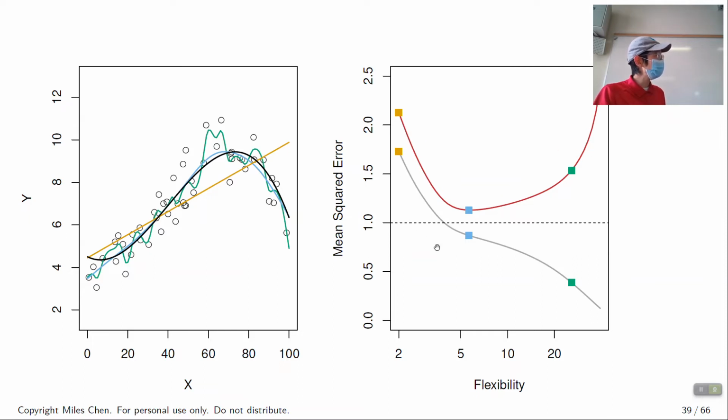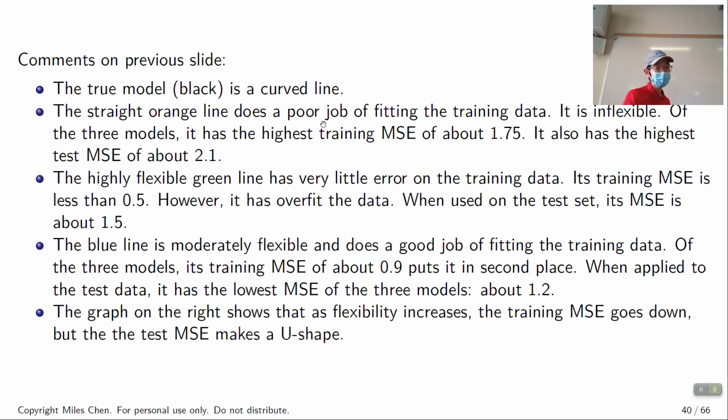As the models get more flexible, the training error goes down. We're able to fit all of the nooks and crannies in our training data, so this goes down. But for the test data, this actually goes up. And what we see is that the model with medium flexibility has the best performance, okay? And that's what this whole slide talks about here.